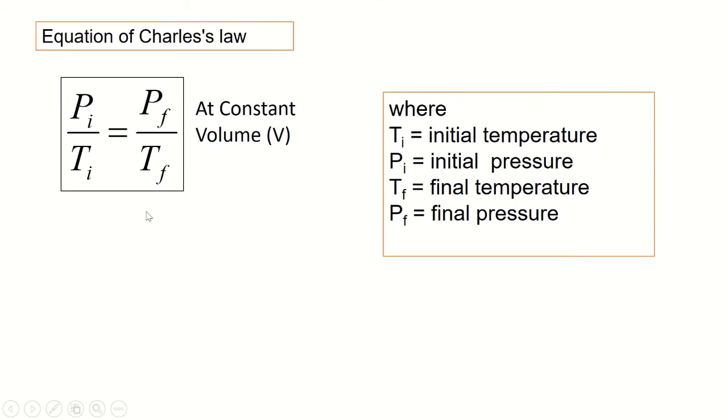Equation of the pressure law: Pi over Ti equals Pf over Tf at constant volume. So this formula will work when the volume of the gas is constant, otherwise this formula will not work. In this formula, Ti stands for the initial temperature in Kelvin, and Pi stands for initial pressure in Pascal, and Tf stands for final temperature in Kelvin, and Pf stands for final pressure in Pascal.